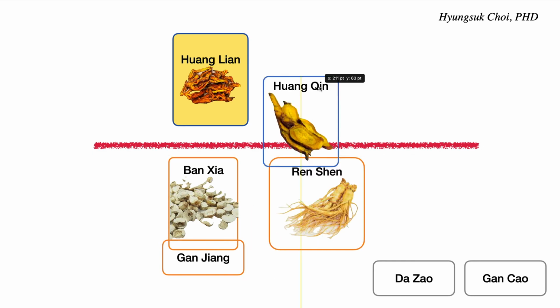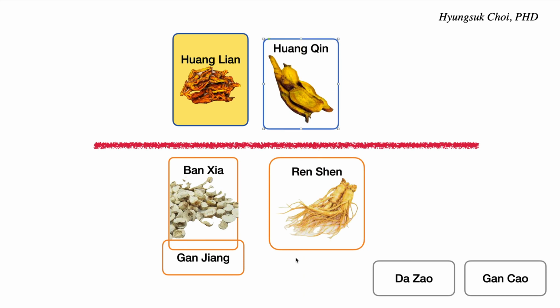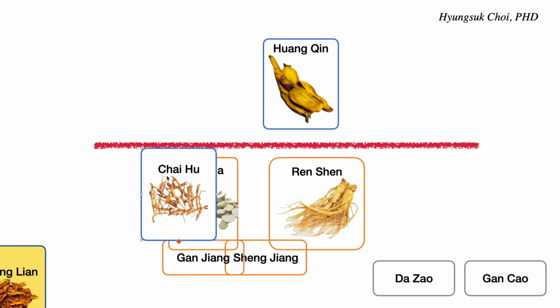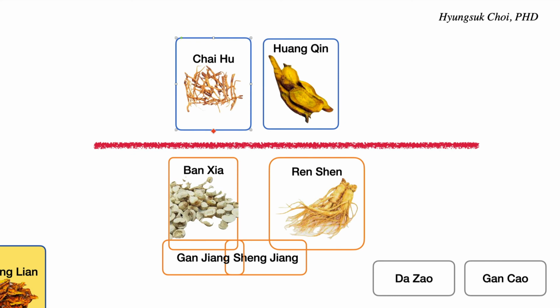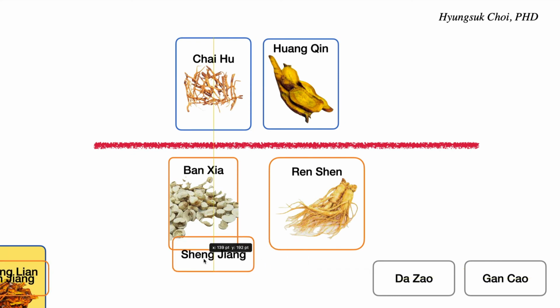If you add Huang Lian and Ganjiang, this is Bansha Xiexin Tang. And if you substitute Huang Lian with Chai Hu, this is Xiao Chai Hu Tang, where Ganjiang is removed and Shengjiang is combined with Banxia.